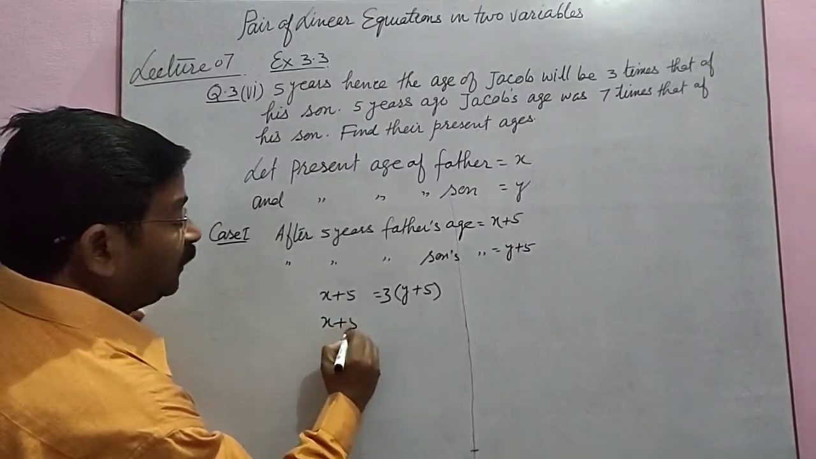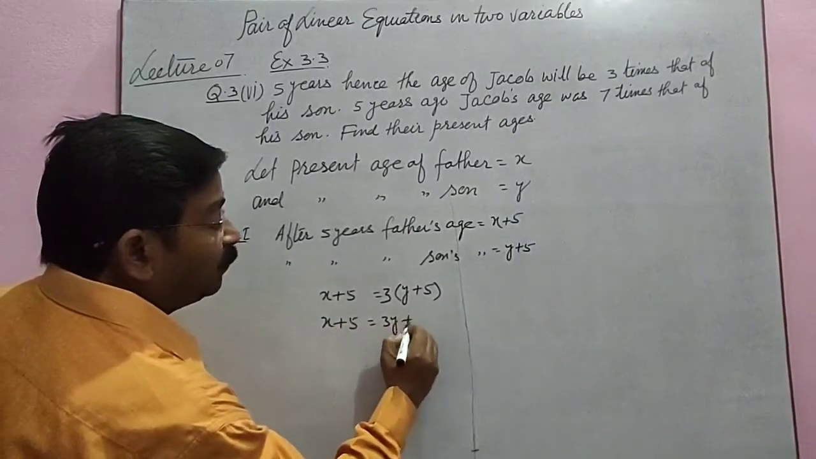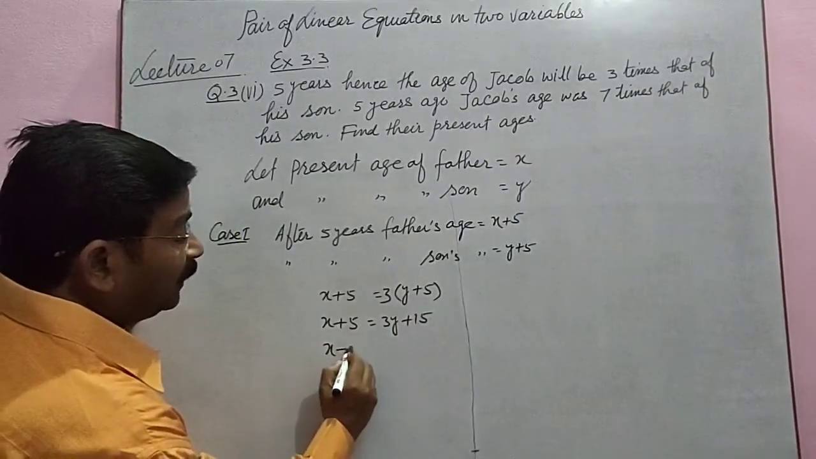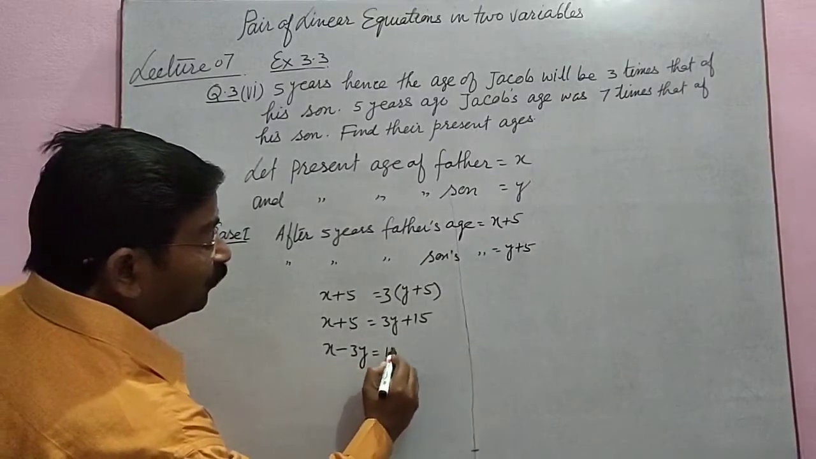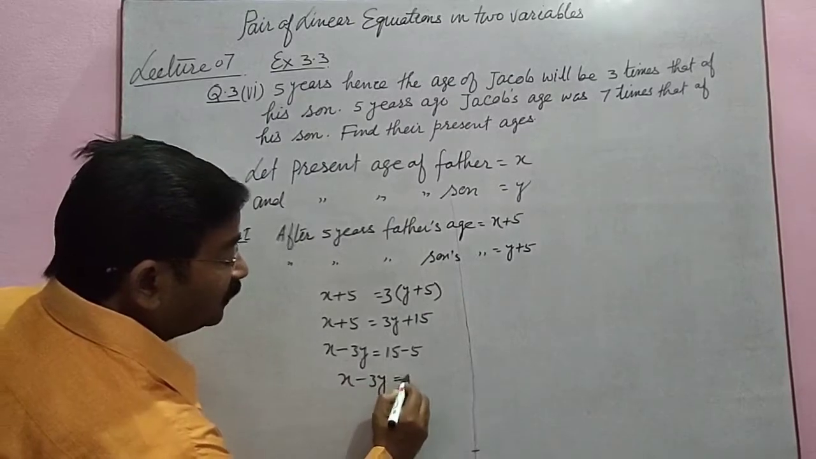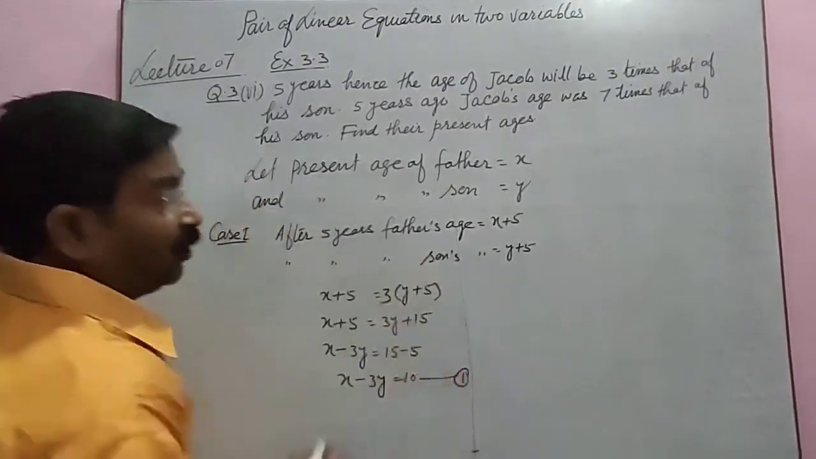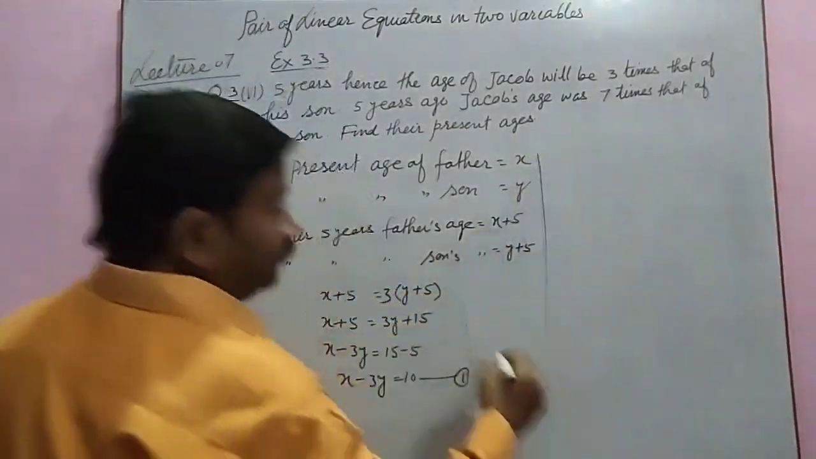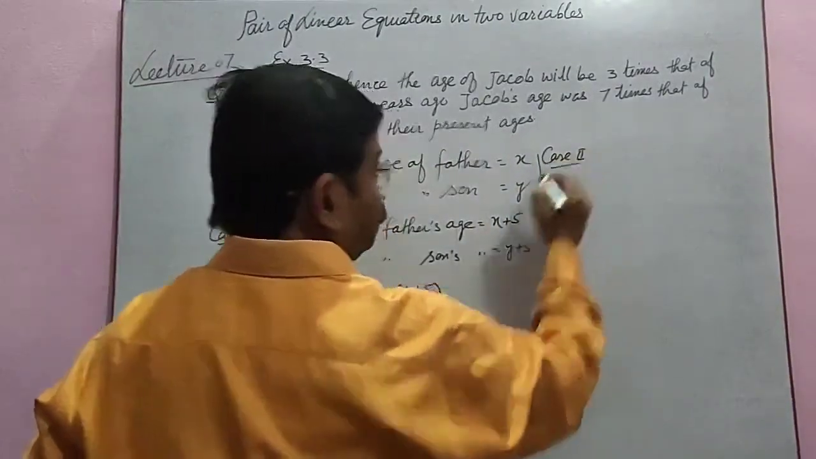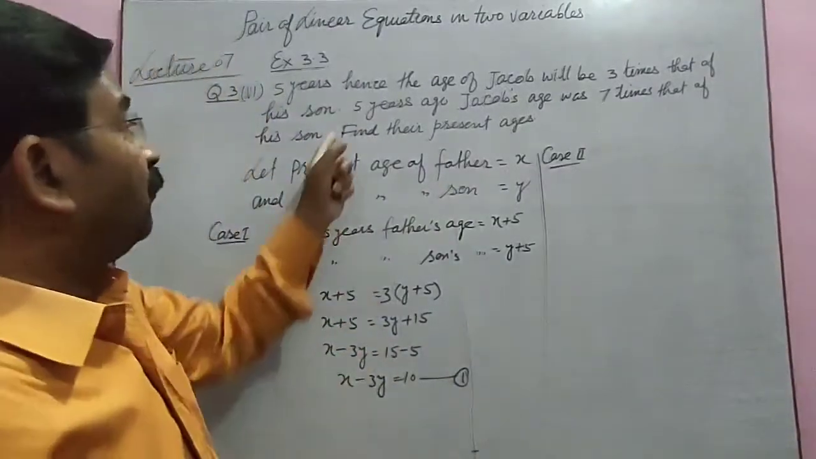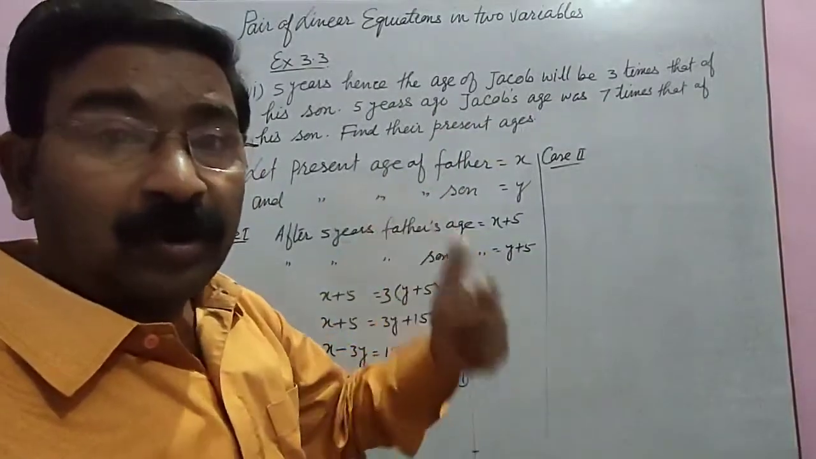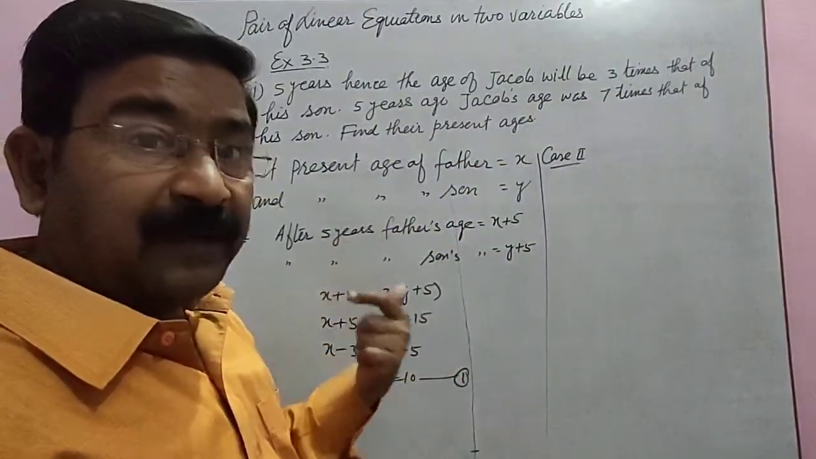Simplify. X plus 5 is equal to 3y plus 15. Bring this y this side. X minus 3y is equal to 15 minus 5. So we have x minus 3y is equal to 10. Equation number 1. Now second situation, case second, what we have, 5 years ago Jacob's age. So we are talking about age before 5 years from now.